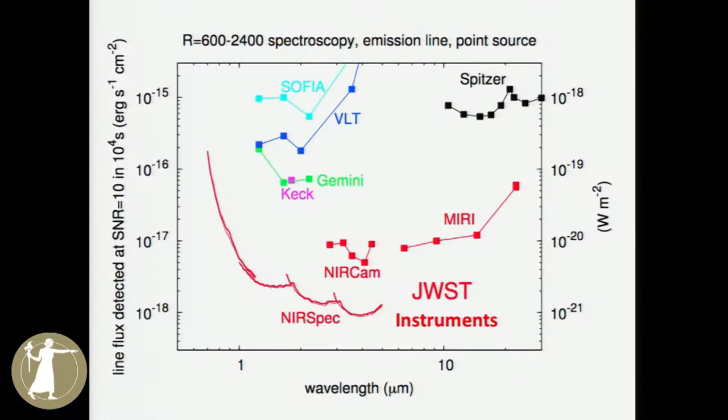This is a plot of essentially the flux that can be detected on the y-axis versus the wavelength out to about 25 microns. Three of the four James Webb instruments are shown in red. Other facilities are shown in other colors. And if you pay attention to the fact that this is a logarithmic plot, you can see that Webb is orders of magnitude more sensitive than anything we have today on the ground and also what we have in space. There's another plot that shows this relative to Hubble that I won't show here.